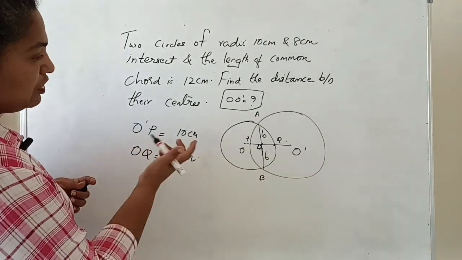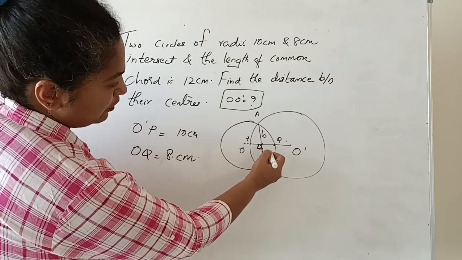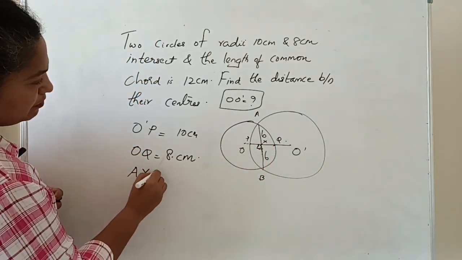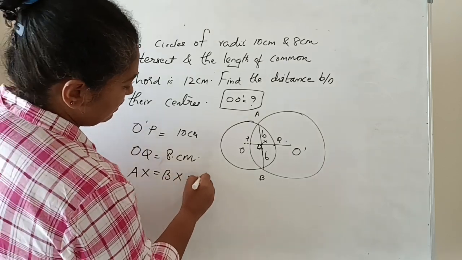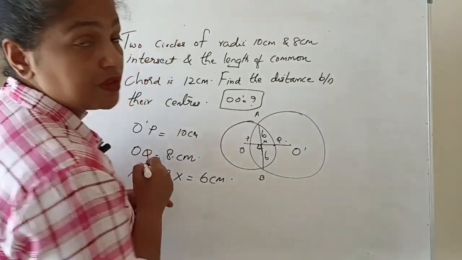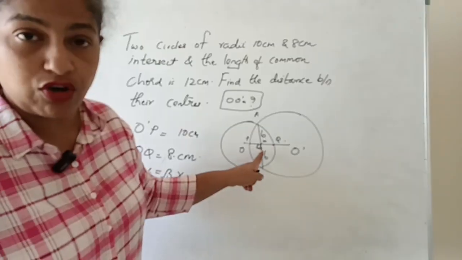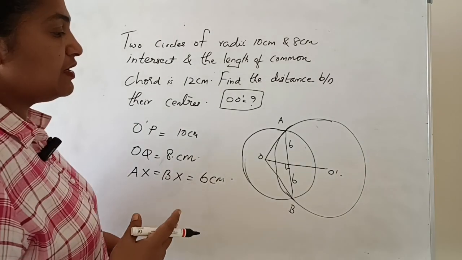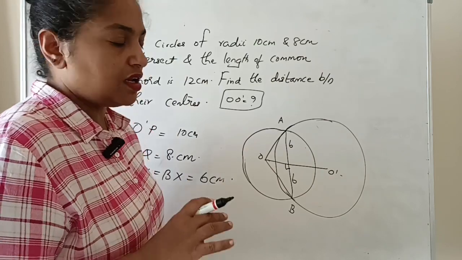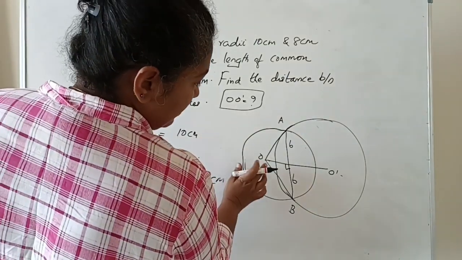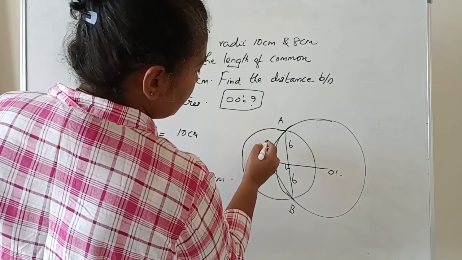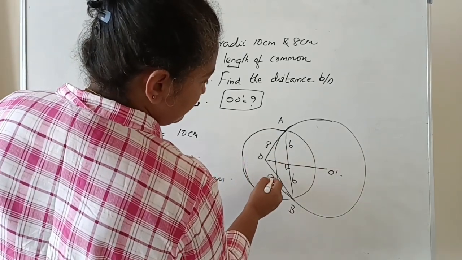And let us denote this particular point by X. AX is equal to BX is equal to 6 centimeters. Fine. And there is a 90-degree angle over here. So I have redrawn the diagram into a slightly bigger diagram because it was getting all cramped up. So here you can see that I have joined OA and OB. OA becomes the radius of the smaller one, so it is 8 and this is also 8.